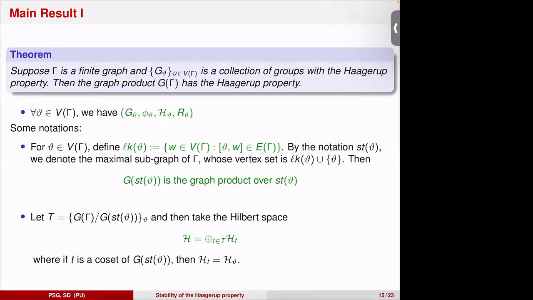And T will denote this coset-like structure. So you take all the cosets of G_St(v)'s running over v in G gamma, and it is just for terminology purposes. The purpose will be clear after some slides. And you form a new Hilbert space, which is the direct sum over this capital T of H_T. So whenever this T is a coset of some G_St(vi), we will take H_T to be H_vi.